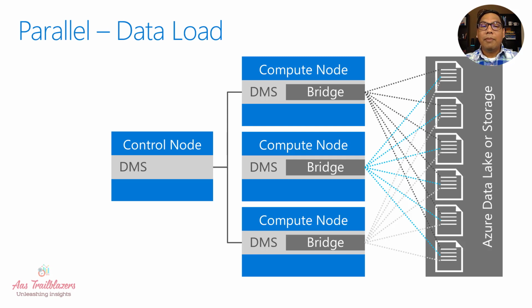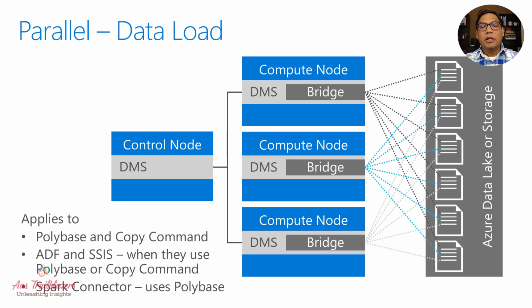This way you do not have a bottleneck on the control node side. That means scaling out your cluster or adding more compute nodes will optimize and improve the performance of your data load operation. This method of loading data in parallel applies to Polybase or copy command. That is something I'm going to demonstrate in this video.